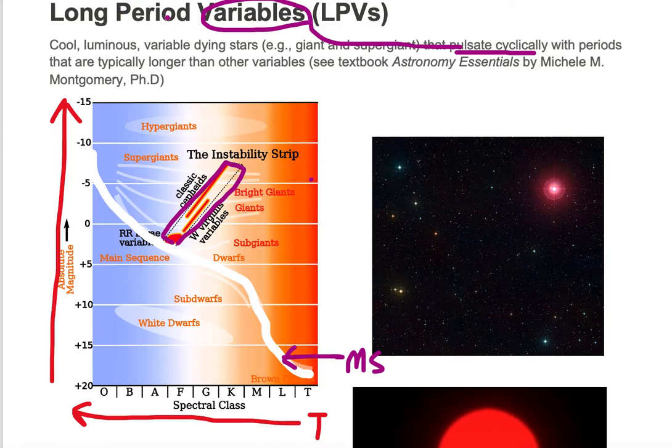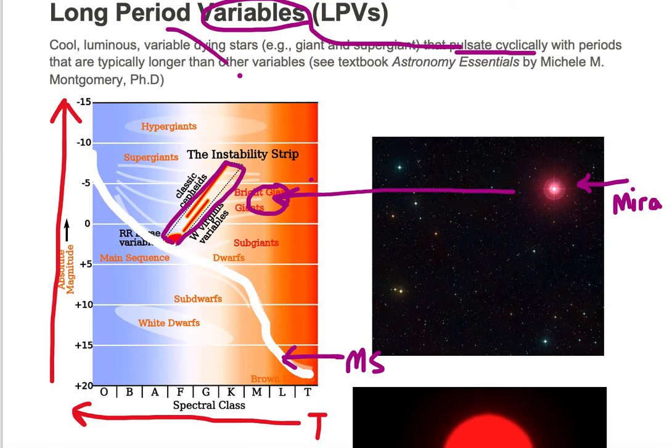Long period variables have typically longer periods in their pulsations than others inside the box, such as classical Cepheids or type 2 Cepheids or RR Lyras. One example of a long period variable is Mira. Mira has a very long period compared to those in the instability strip. Miras are found to the right.